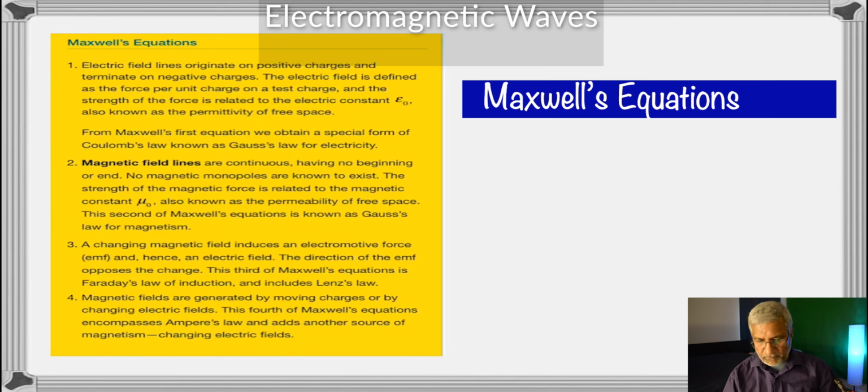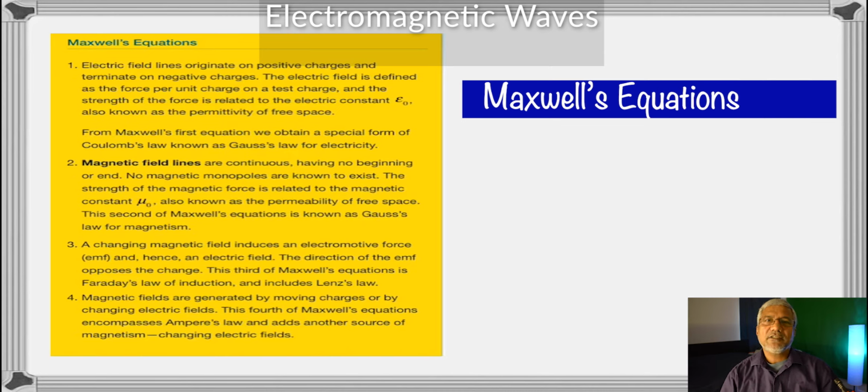The third law is where we talked about a changing magnetic field producing an electromotive force, an EMF. Do you remember that? A changing magnetic field produces an EMF. What was that law called? It was called Faraday's law of electromagnetic induction. And there we also studied Lenz's law that gives the direction of that EMF. So combining Faraday's law and Lenz's law, we get Maxwell's third equation.